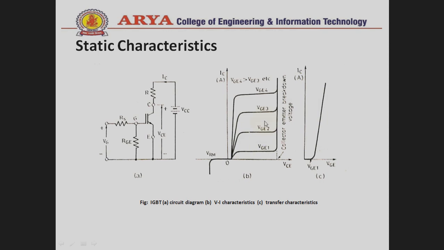This characteristic is similar to the output characteristics of the power BJT. It means the IGBT is a device with MOSFET transfer characteristics and bipolar output characteristics.